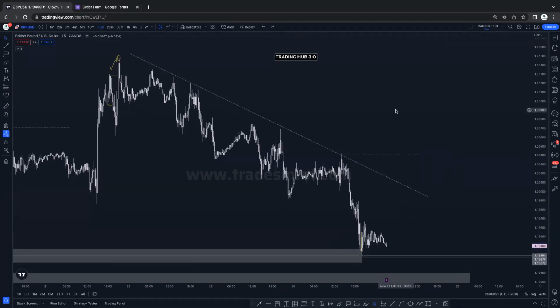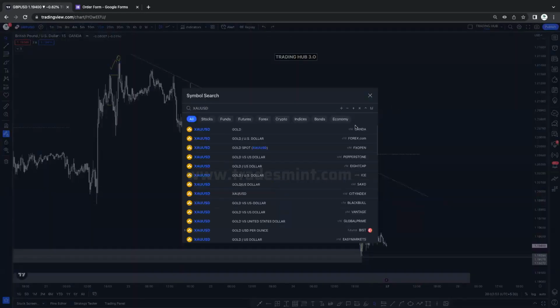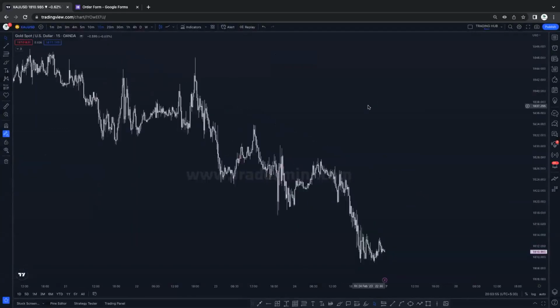Okay, now switch here again to gold. What are the most accurate data feed providers for backtesting, Oanda and FXCM? It's up to you. First of all, you have to match your broker price and TradingView broker price like Oanda, FXCM. If everything is fit, then you can.